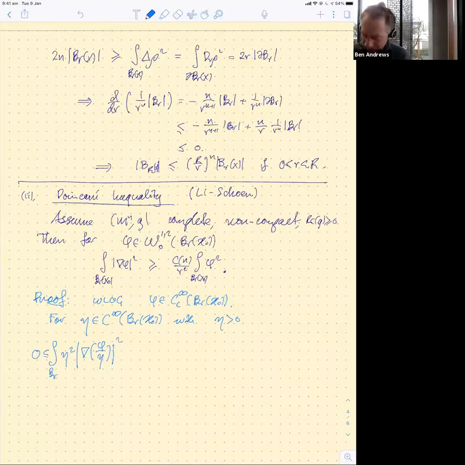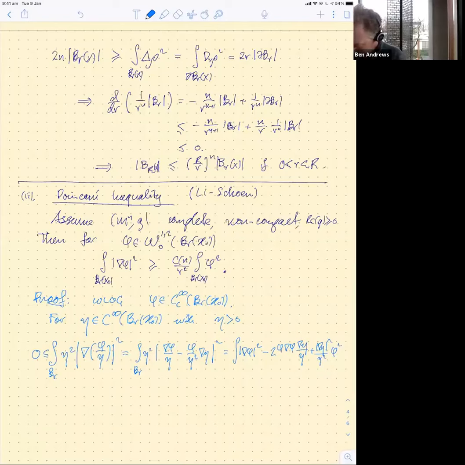Okay, so if I expand that out, I get eta squared times, and this gradient is gradient phi over eta minus phi over eta squared times gradient eta. Right? So I'll take that squared. And so that'll give me the first term, which is just gradient phi squared. That's the thing that I want to estimate here. I want to get a lower bound for this to prove the Poincaré inequality. I get the cross terms, which are minus 2 phi gradient phi times gradient eta over eta. And then I get the square of the last term, which is gradient eta squared over eta squared times phi squared.